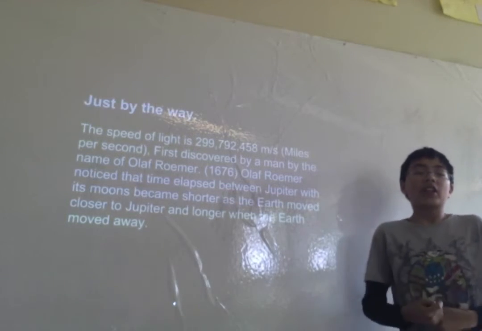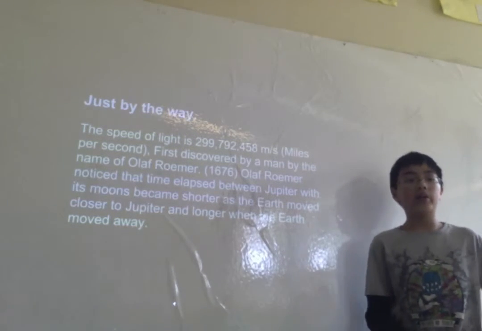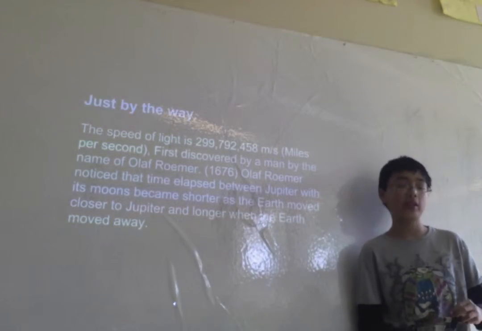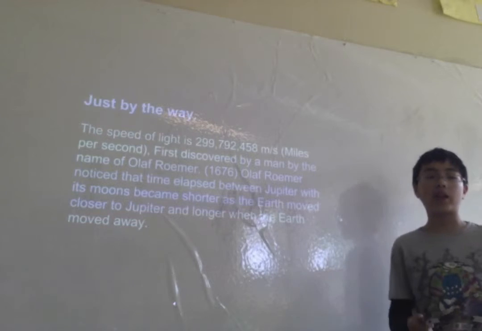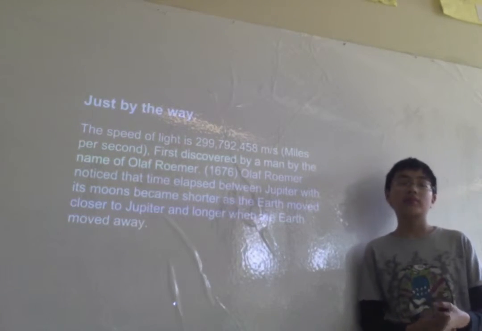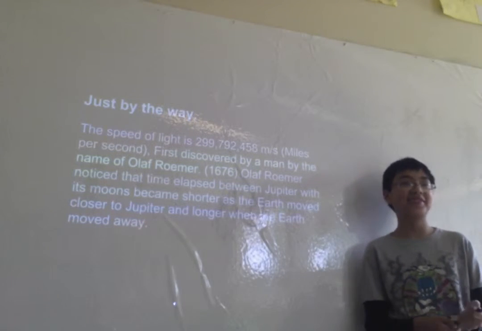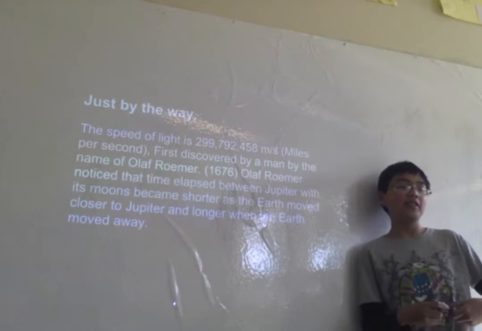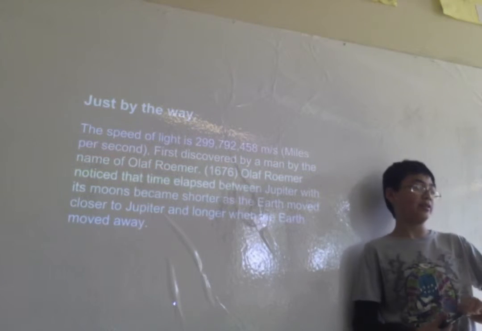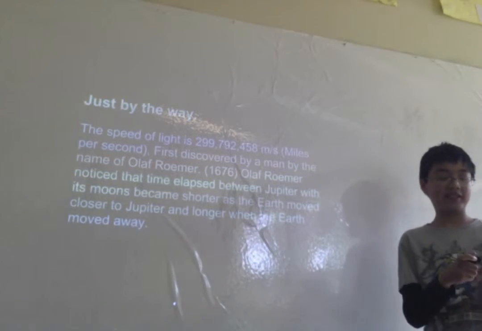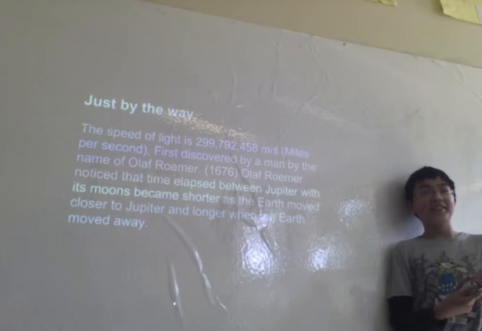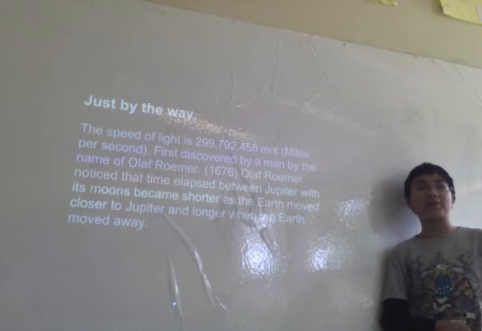And just by the way, the speed of light is known to be 299,792,458 miles per second. The speed of light is fast. It's not miles, it's meters. Meters. Yeah. It's 300,000 kilometers per second. Okay. It said m over s, so I said miles. It's meters.